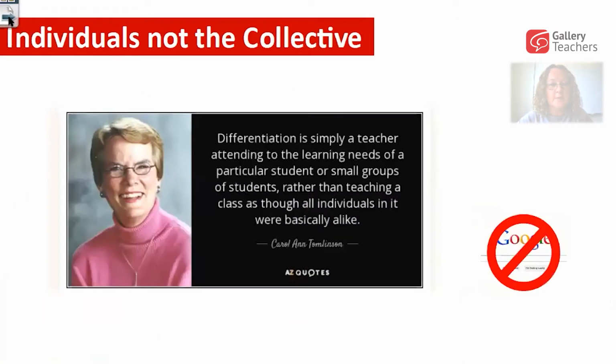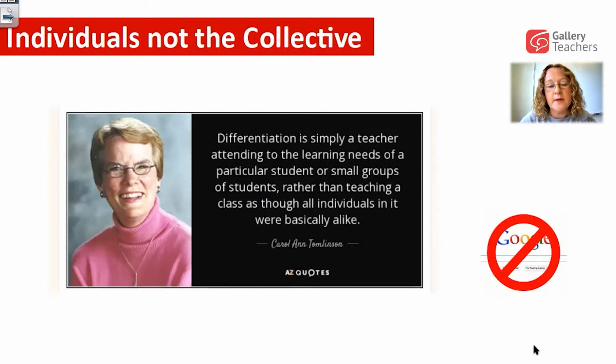Okay, let's move on. So the lady that I referred to in the second reflective question, Carol Ann Tomlinson, is an American educator and a real differentiation guru. She's written a book called The Differentiated Classroom: Responding to the Needs of All Learners. And just have a look at her quote there. I'd ask you at the same time to be mindful. Try not to Google.